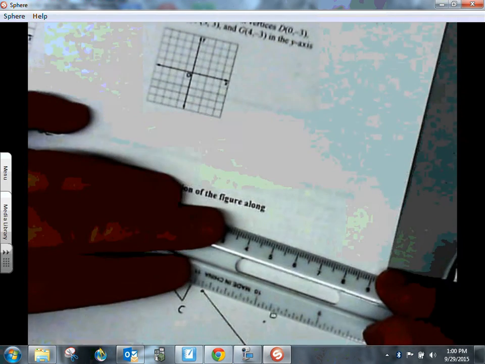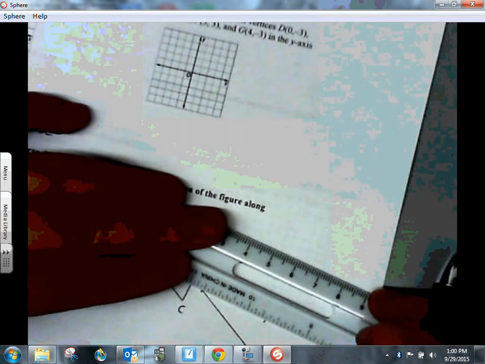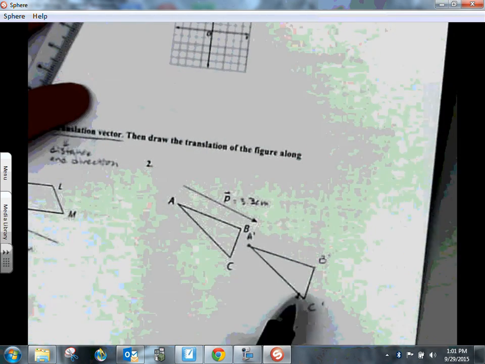Okay, you're going to have to eyeball it a little bit, but that's okay. We're not going to be perfect here. We can be a lot more accurate if we have coordinate points and we know exactly what vector we're going off of. But we're just moving this along this vector, and that's all that's happening.